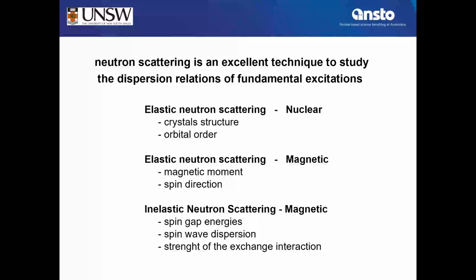And as said, the challenge is how can we distinguish between nuclear and magnetic? Trick number one is temperature dependence: the magnetic signal disappears above the magnetic phase transition. Then the magnetic form factor, which drops, or polarized neutrons, which is available at UNSW.